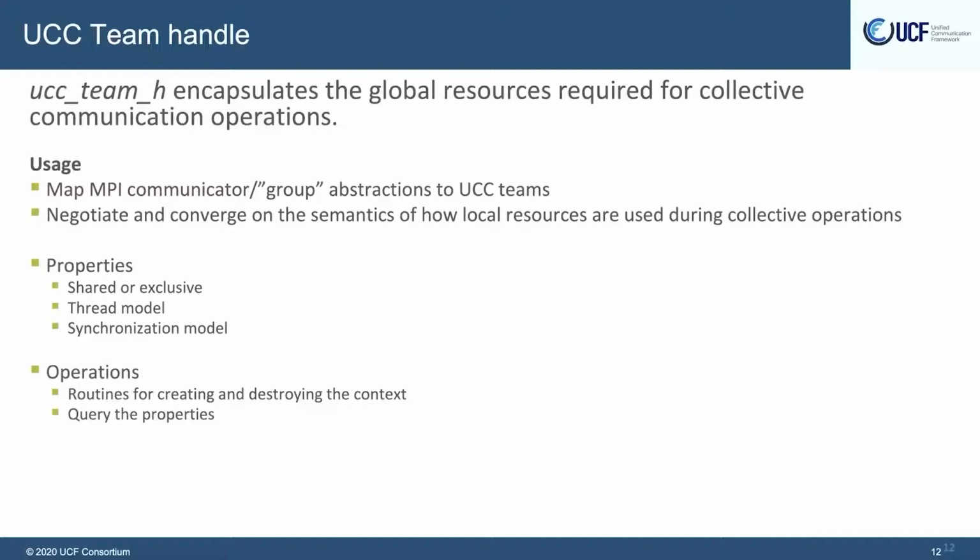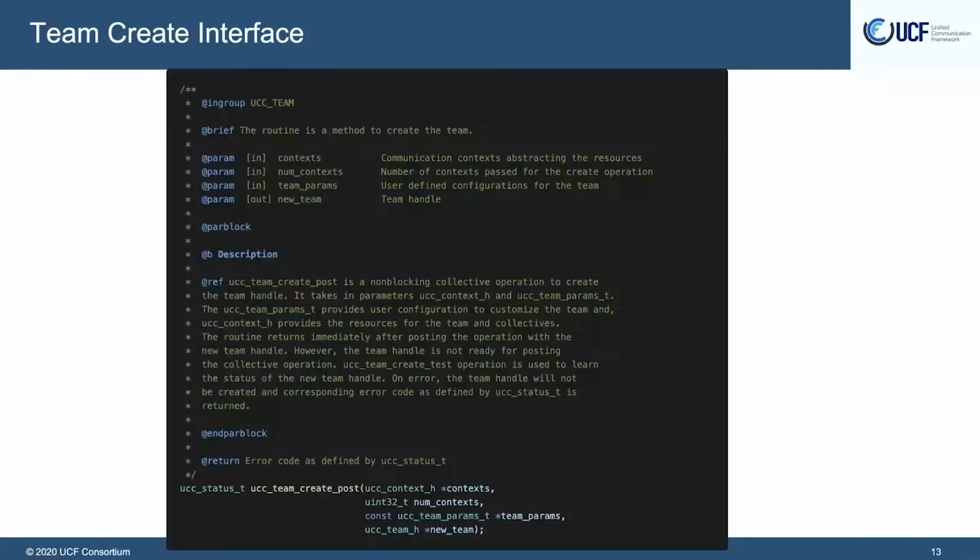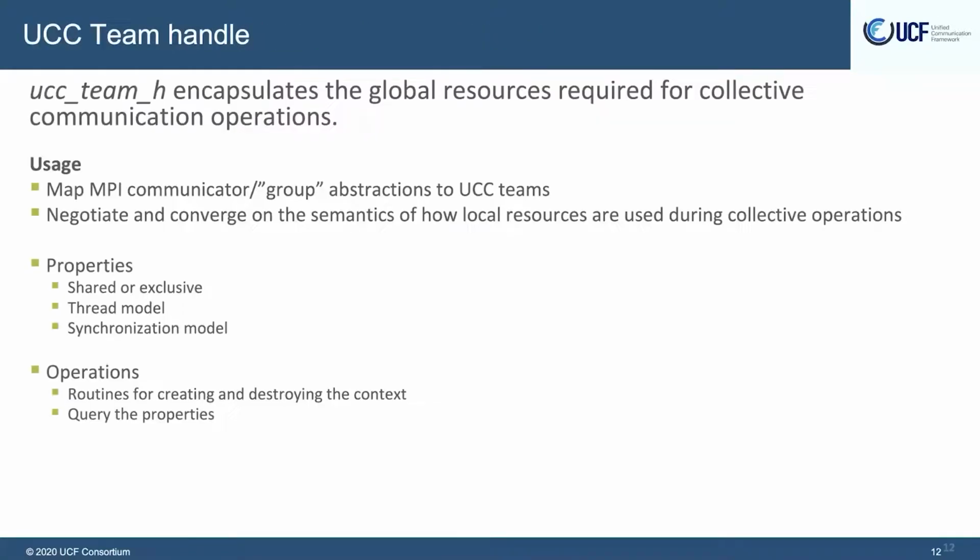So you have a library, and you built a local resource. Now you want to build a group resource because you want to do a collective operation. This is called a team in UCC. It encapsulates the global request for collective operation. If you want to map to an API programming model, you want to map the communicator to the team here. This is a place where local resources negotiate with the other local resources, build a group, and converge on the semantics. I think properties is a typo here. Let me go to the properties in a bit more detail because it's more interesting here.